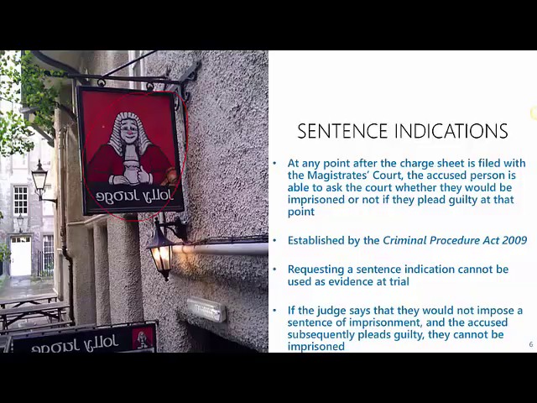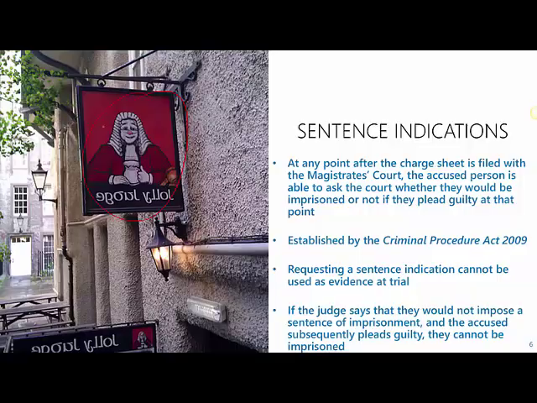So say you're charged with a serious assault, common assault, and you're due to go to trial in the county court in September. It's January now. You can ask at any point after that charge is filed the judge, or for a judge in the county court, to look at the facts of the case and then tell you if you plead guilty to that assault charge, whether they would send you to prison or not.